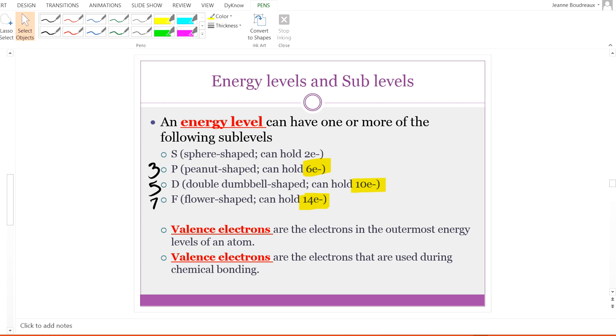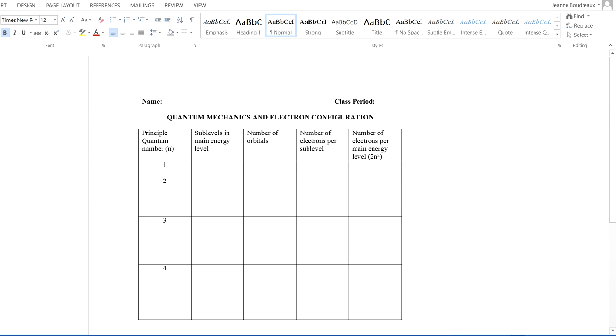So what I would like you to do is pause the video, and then go to Moodle and open up the quantum mechanics worksheet. Basically the worksheet is a review of just the 4 spin number. So go to Moodle, open up the worksheet. When you open up the worksheet, it says quantum mechanics and electron configuration. And basically it's putting everything that was in that section of the PowerPoint into chart formation.